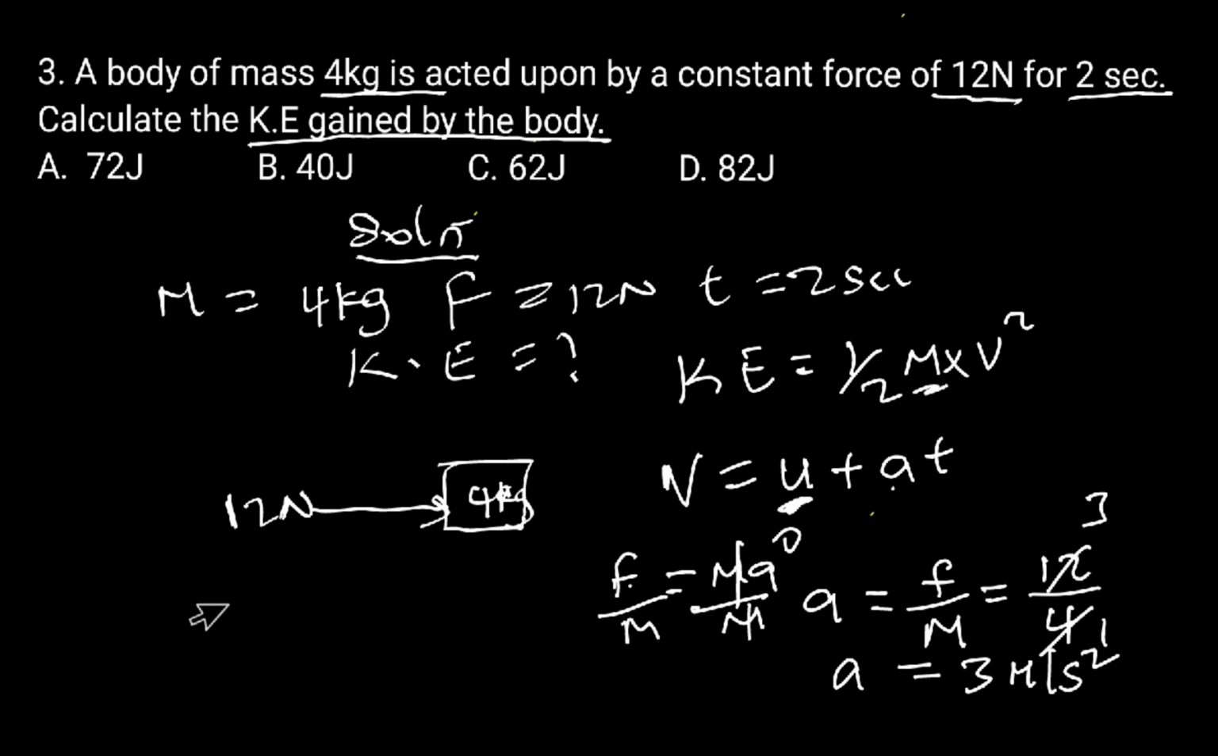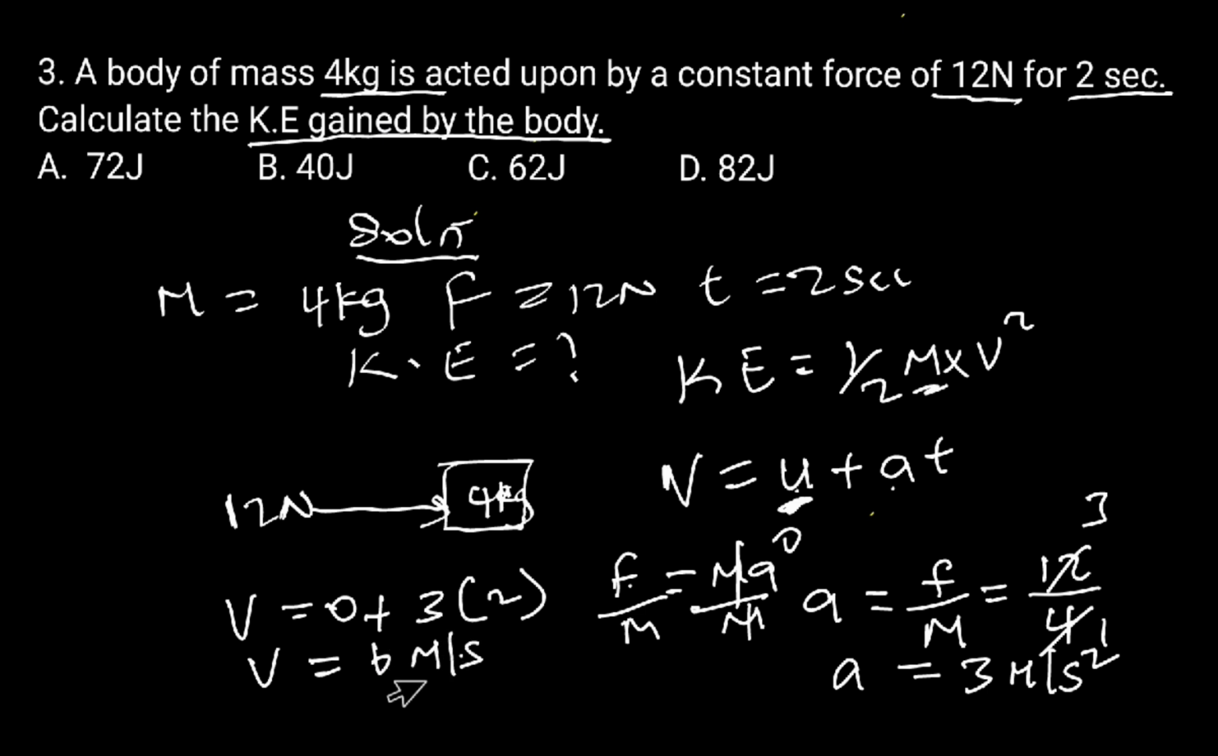So when we do that, we're going to have v is equal to 0, which is the initial velocity of the body, plus the acceleration of the body, which is 3, multiplied by the time, which is 2 from the question. So the final velocity of the body is equal to 2 times 3, which is 6 meters per second.